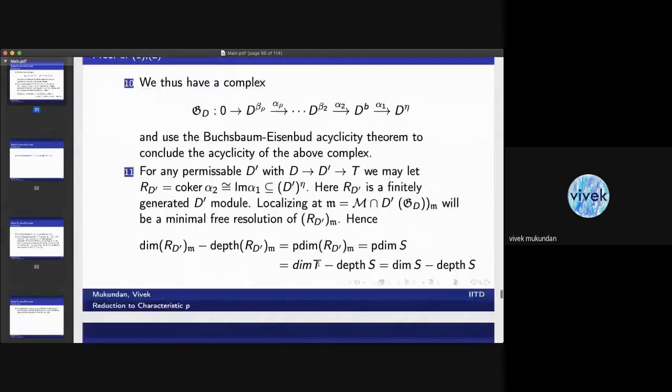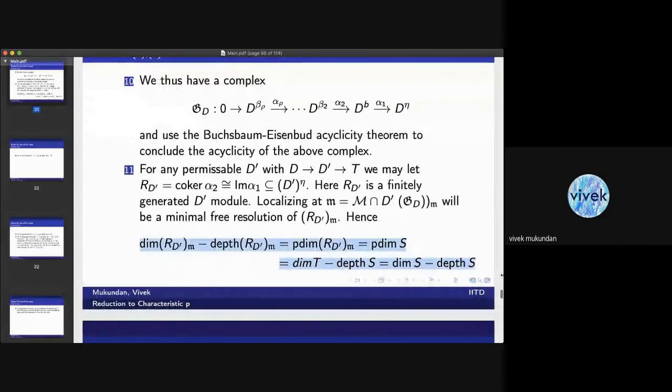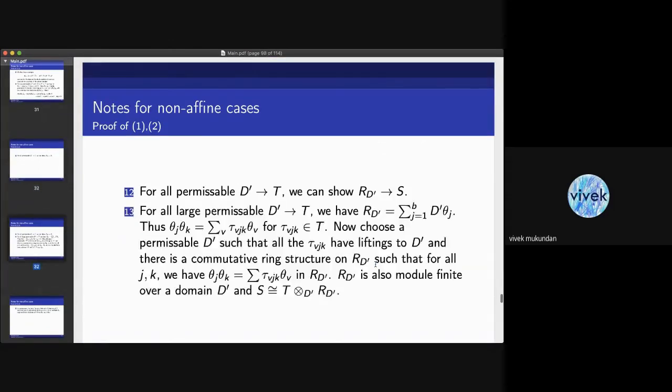So it follows because of this one. Cohen-Macaulay follows because of this. You make sure that in R and D prime, the ring, these two hold true. Therefore, if one of them is 0, the other will also be 0. So Cohen-Macaulay.